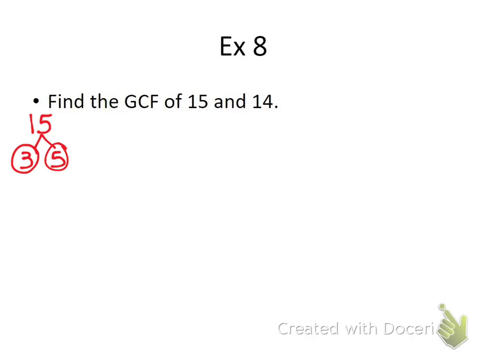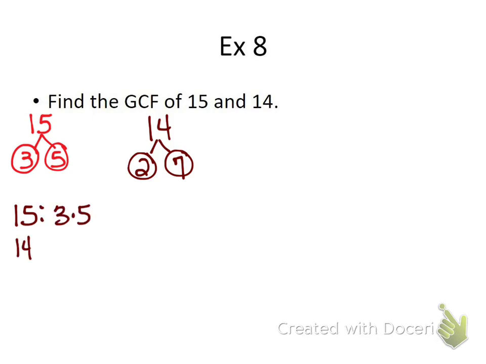Okay. 14. 2 and 7. Can I factor 2? No. Can I factor 7? No. So my factors are going to look like this. 15 is going to be 3 times 5. 14 is going to be 2 times 7.